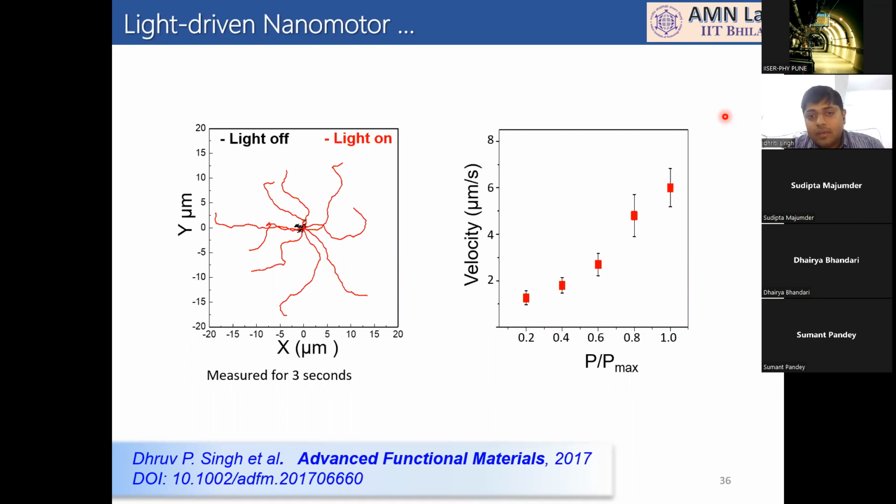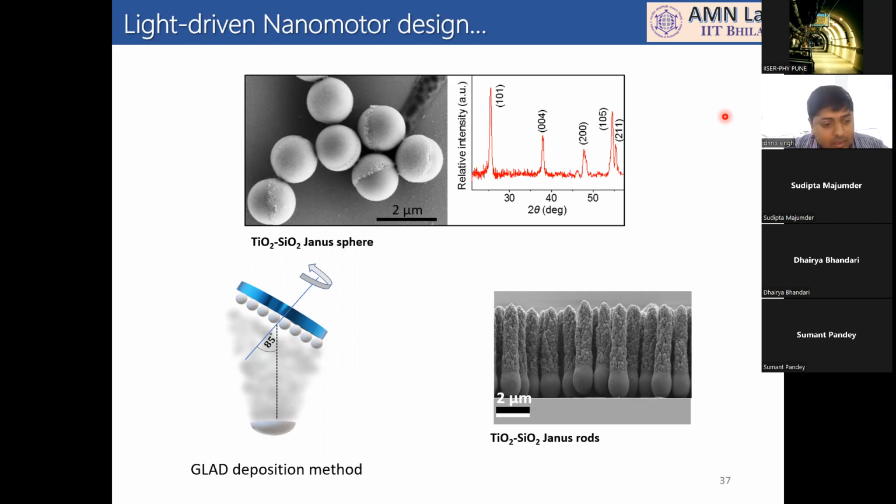So I just briefly wanted to show you that the technique that we use for the design of these things is a glancing angle deposition technique. It's an e-beam assisted physical vapor deposition method. With this method, we can form different shapes, like spherical motors, as well as rod-like motors. Some helical and other designs are also possible, but we are not exploring them right now. So rods we can make of different sizes and different diameters.